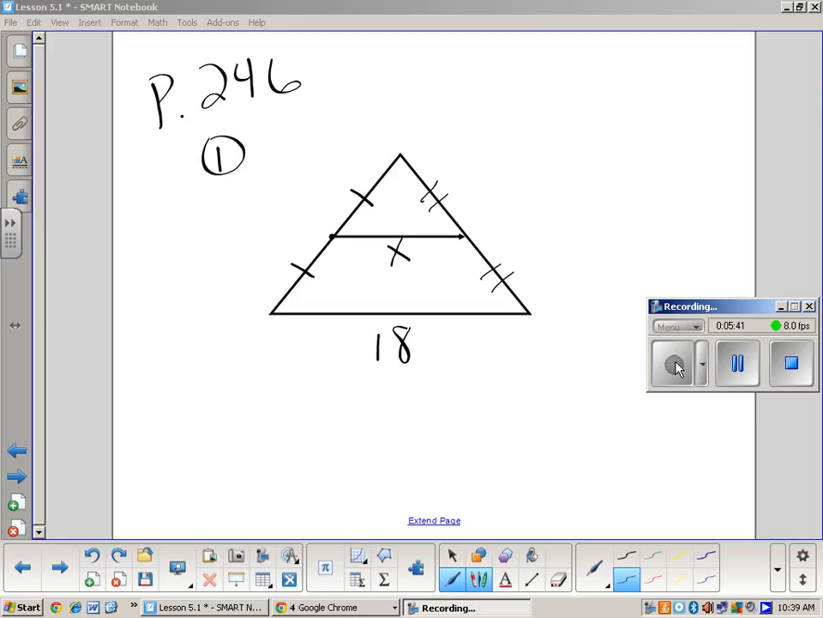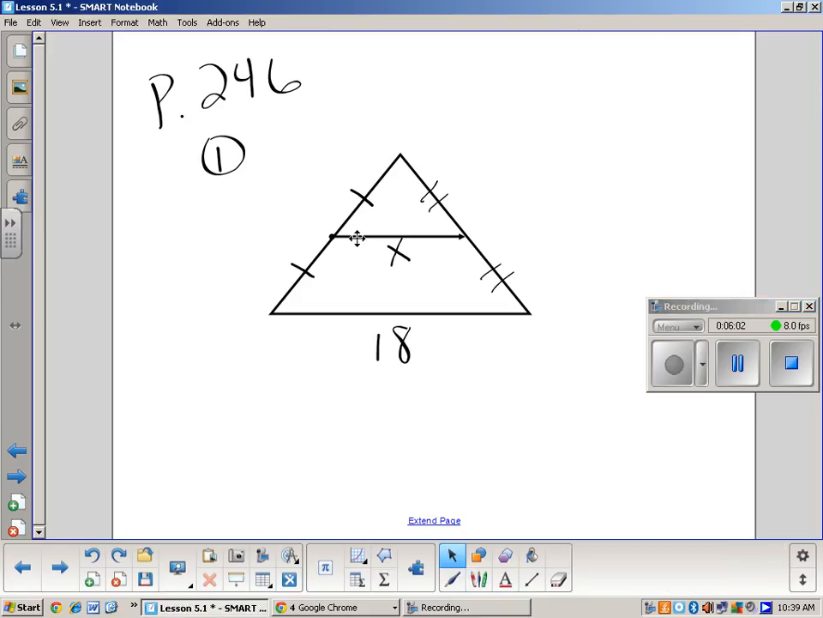Makes sense. Okay, this would be number 1 in your book. So let's apply that mid-segment to what we're going to do in here. Now, the first thing I'm always going to do is determine whether I have midpoints, and if I can connect those midpoints to create a mid-segment. So if I look at number 1 here, I have 2 congruent segments.